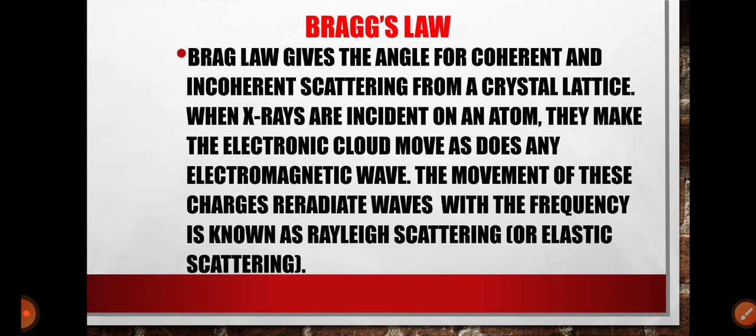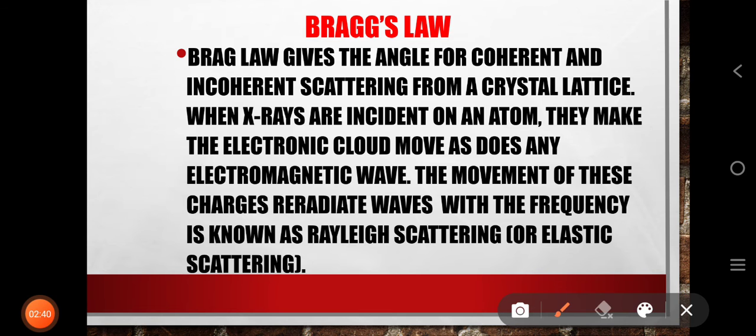Then Bragg's law. Bragg's law gives the angle of coherent and incoherent scattering from a crystal lattice. When X-rays are incident on an atom, they make the electronic cloud move, as does any electromagnetic wave. The movement of these charges radiates waves with the same frequency, known as Rayleigh scattering. Rayleigh scattering is the scattering when the frequency and energy of the X-ray light is the same as the reflected light. Means, these are the crystal or the substance. When the incident light is incident on the crystal, it is reflected with the same energy or frequency. So there is no exchange of energy.